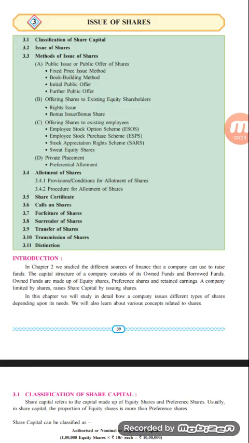So we have seen the sources. Broadly there are two sources, owned capital and borrowed capital. Owned capital includes equity shares, preference shares and retained earnings, which we have seen. In borrowed capital there were debentures, bonds, public deposits, loans from financial institutions, loans from banks and trade credits. These were the concepts that we studied in the earlier chapter.